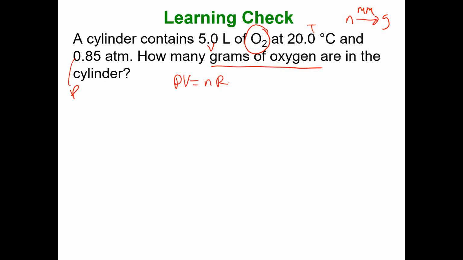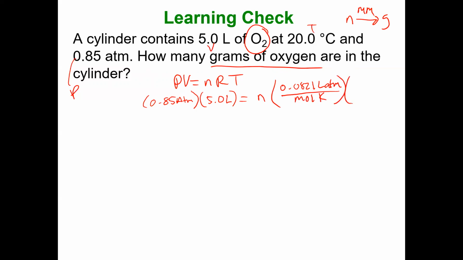PV equals nRT. I have my pressure, 0.85 atmospheres. I have my volume, 5.0 liters. I will solve for moles, and I'm going to use 0.0821 liter atmosphere per mole Kelvin. And then for temperature, because these units are Kelvin, I have to add 273.15 to it. And I'll end up getting 293.2 Kelvin.